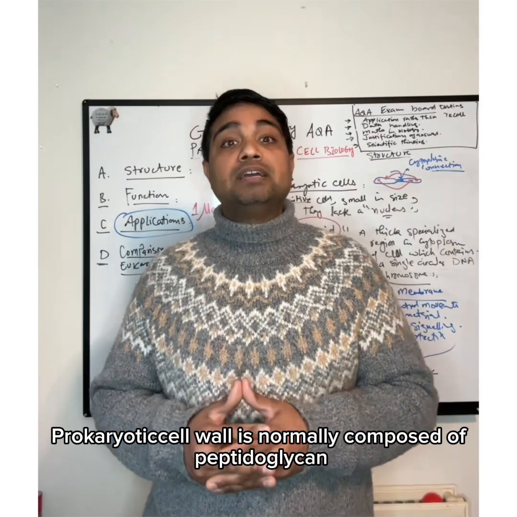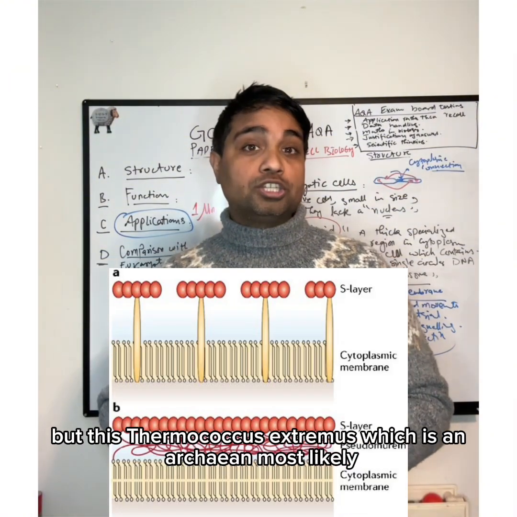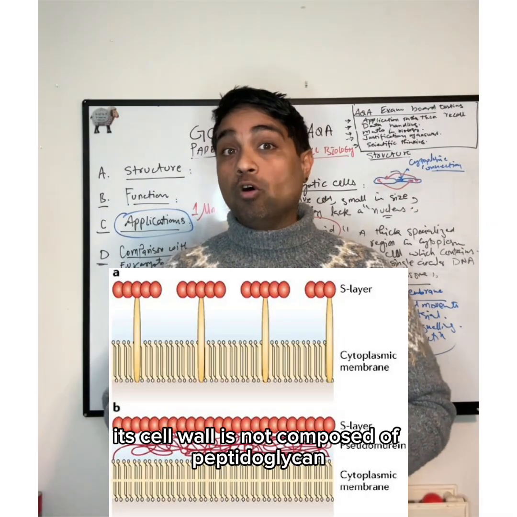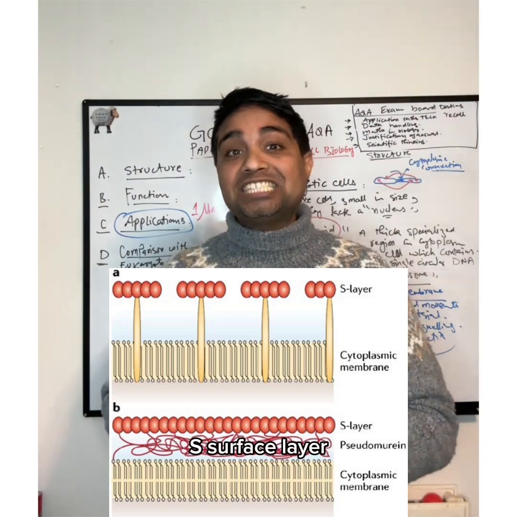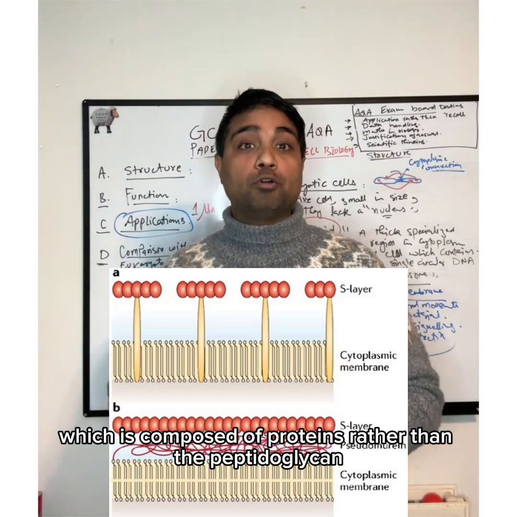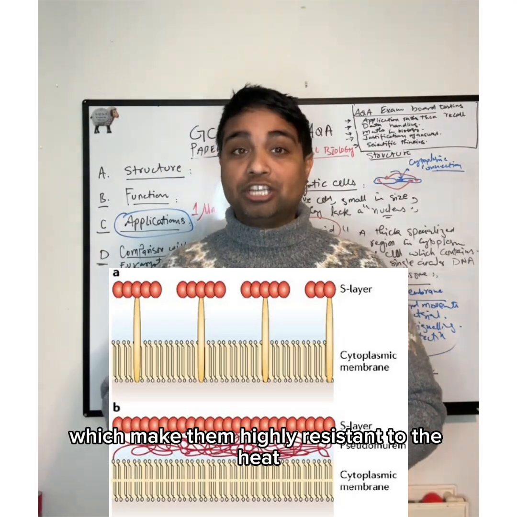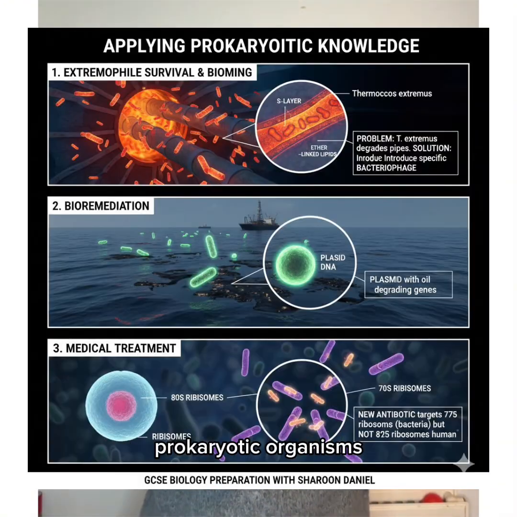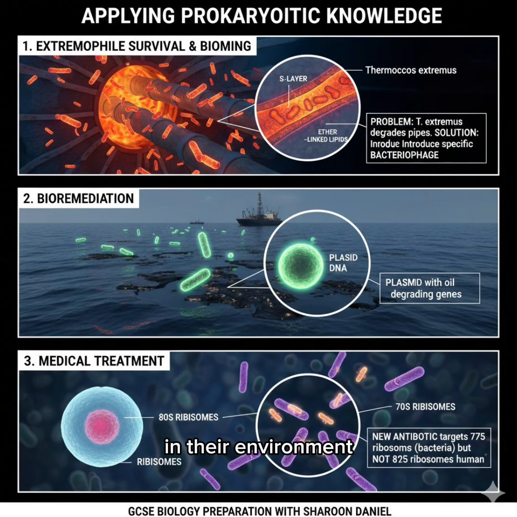Prokaryotic cell walls are normally composed of peptidoglycan, but this Thermococcus extremus, which is an archaea, most likely has a cell wall that is not composed of peptidoglycan. It is composed of an S-layer, a surface layer made of proteins rather than peptidoglycan, which makes them highly resistant to heat. Environmental adaptation of these prokaryotic organisms often produces extracellular enzymes to break down food sources in their environment.